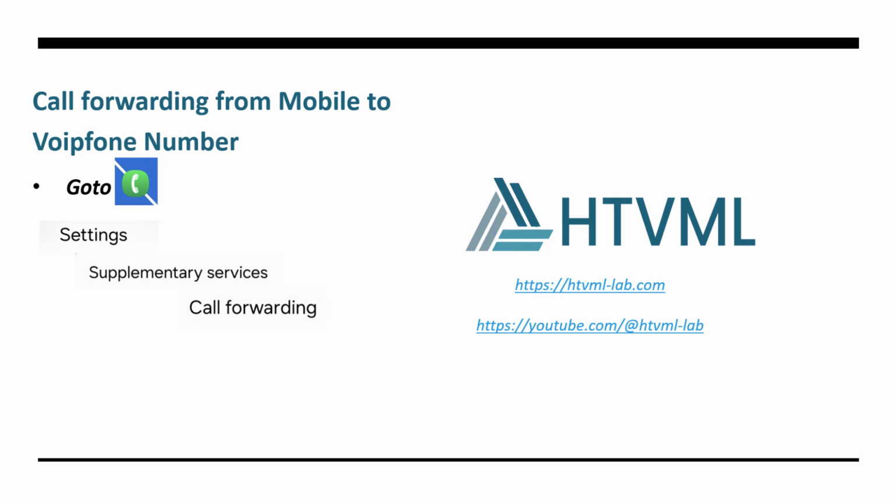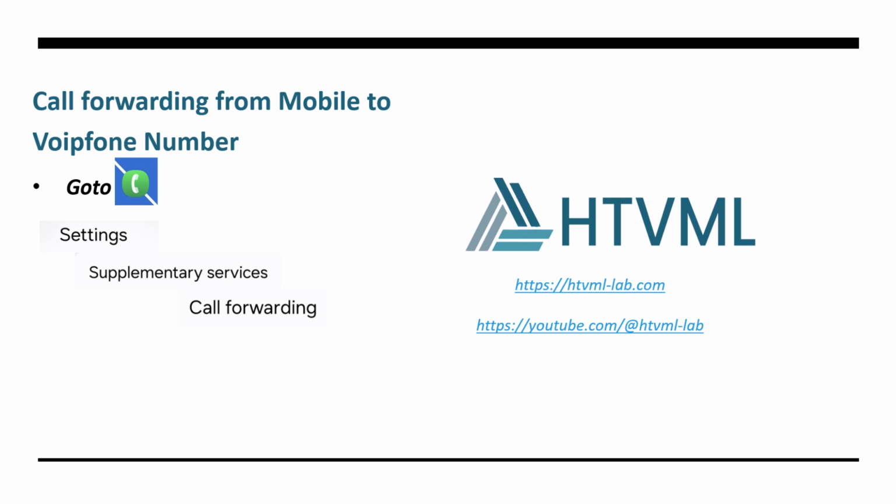You don't have to give any of your friends and family your new Voipfone landline number. You just tell them to call on your mobile and it works. Just go onto your mobile phone. If you're using Android, this is how you do it. But for iPhone, it would be very similar.